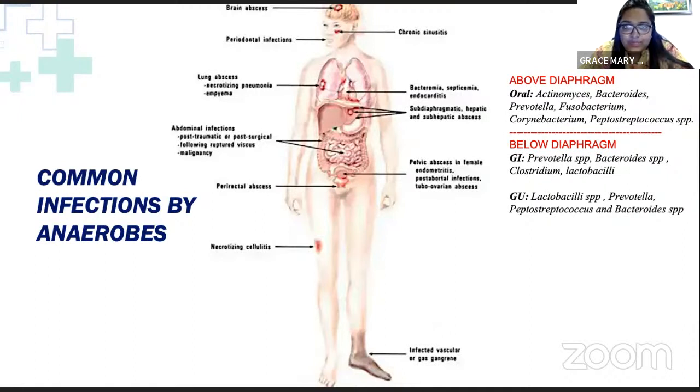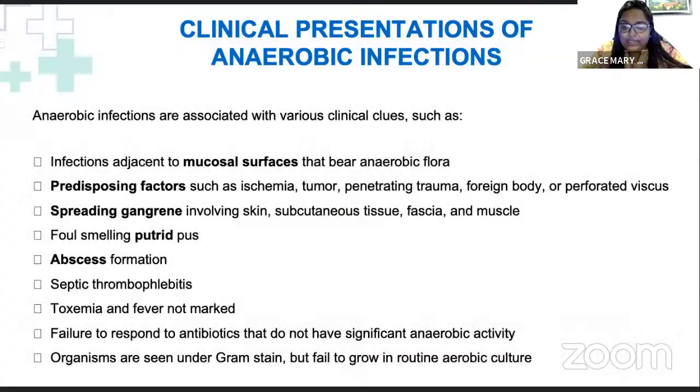So as you can see in this picture, it can cause everything from brain abscess to periodontal infection to endocarditis to various abscesses, whether it's lung or liver, and abdominal infections, any post-surgical infections, any polymicrobial infections like an infected wound, necrotizing fasciitis, necrotizing cellulitis, vascular or gas gangrene. So a large spectrum of infections that these bugs can actually cause.